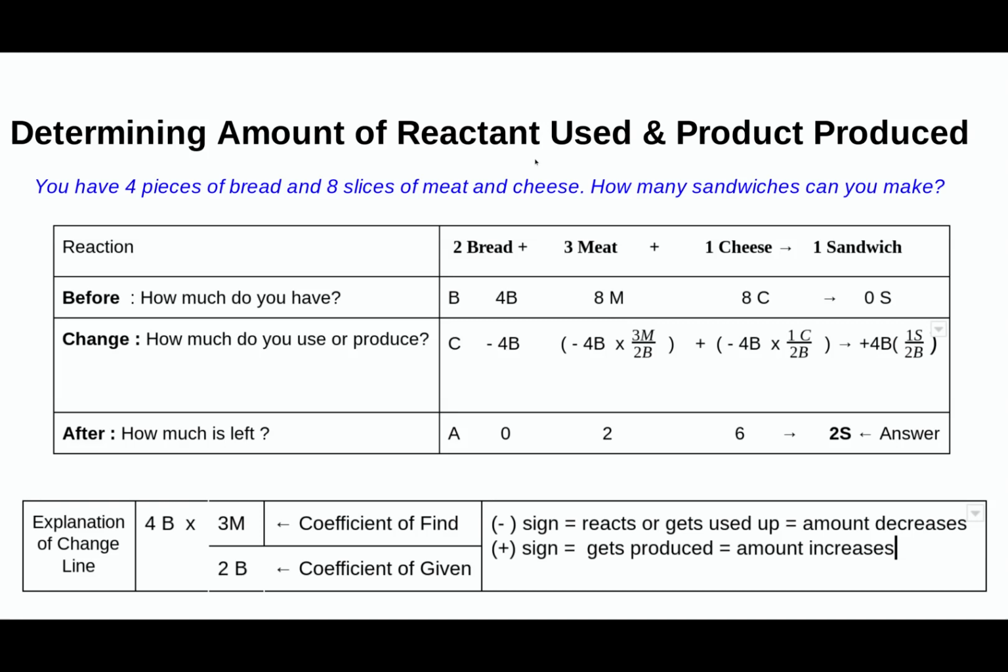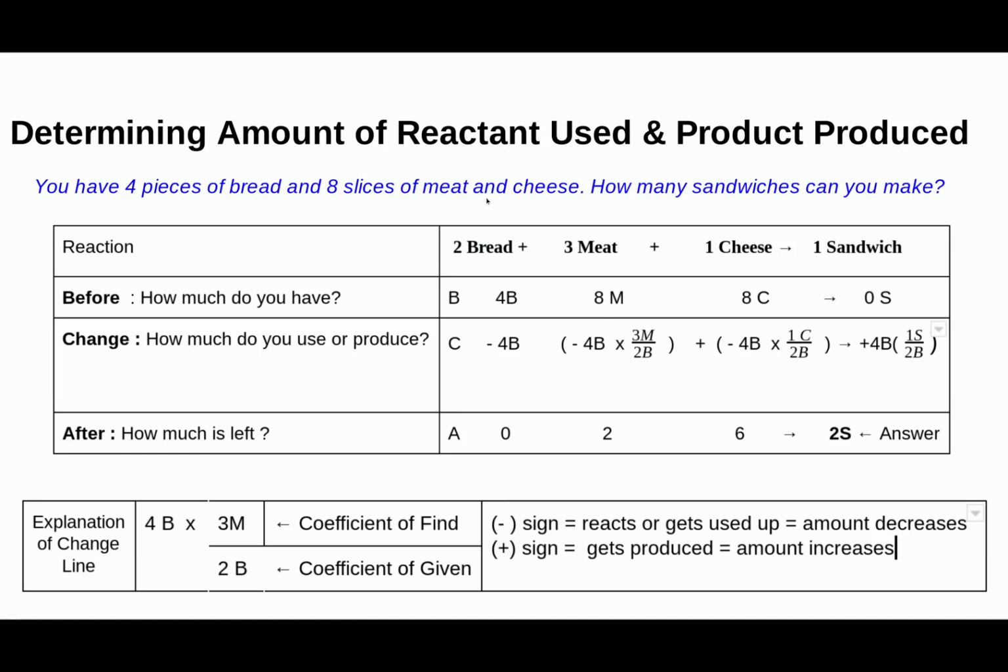So, in our chemical reaction, we're going to be making sandwiches from bread, meat, and cheese. The recipe requires 2 pieces of bread, 3 pieces of meat, and 1 piece of cheese to make a sandwich. In our kitchen, we happen to have 4 pieces of bread and 8 slices of meat and cheese. We're going to find out how many sandwiches we can make.